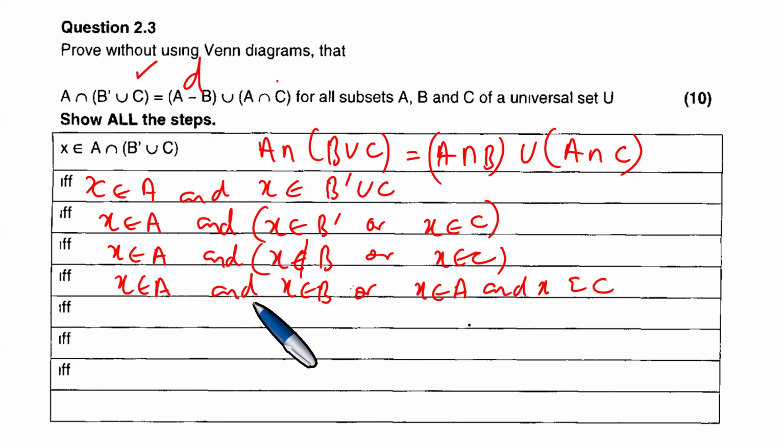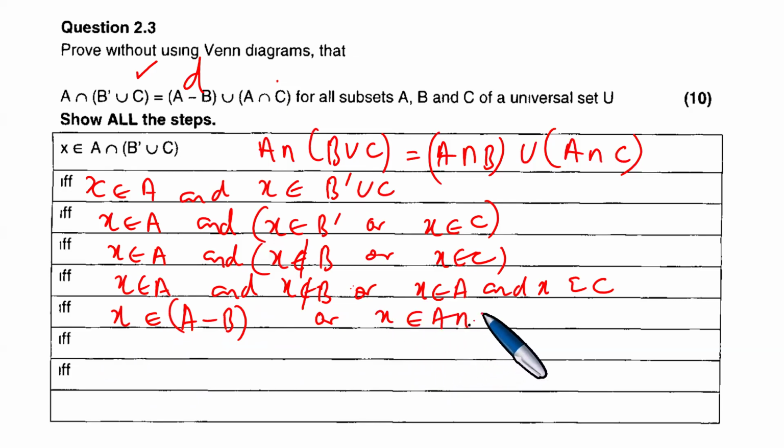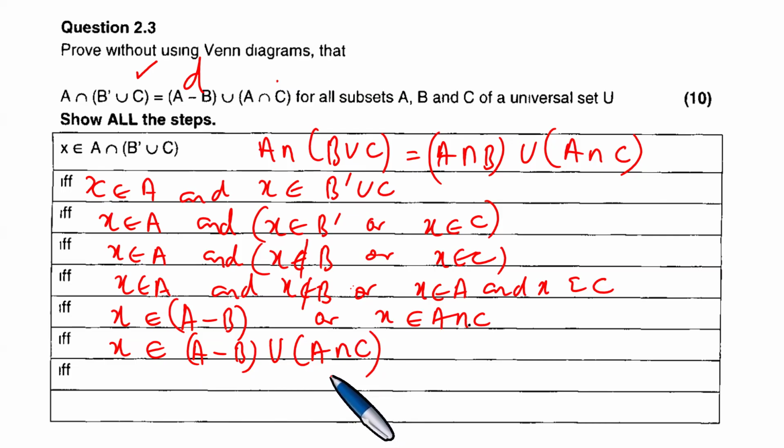So here take X not in B still. Take X not in B, and therefore this would mean that X is an element of A without B, because X is not in B. Or this would mean X an element of A intersection C. A minus B. You have this.